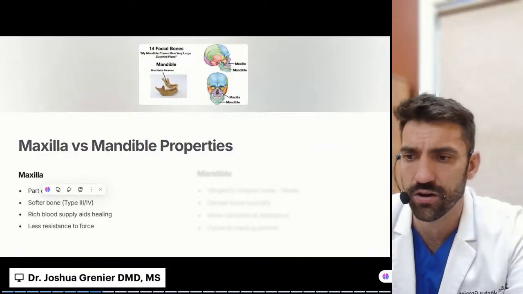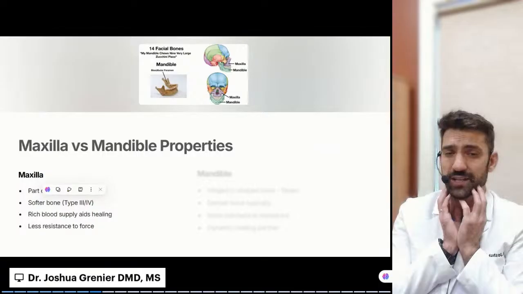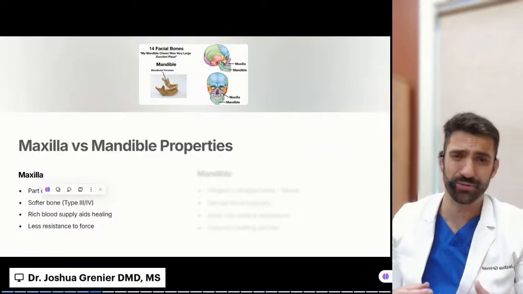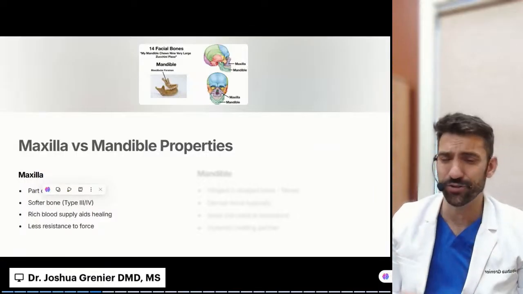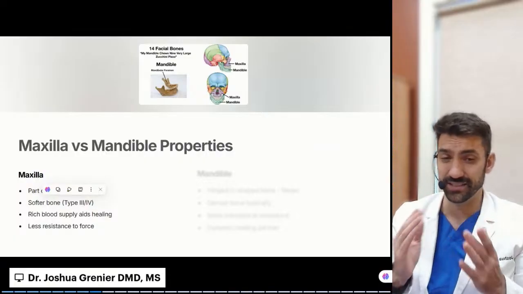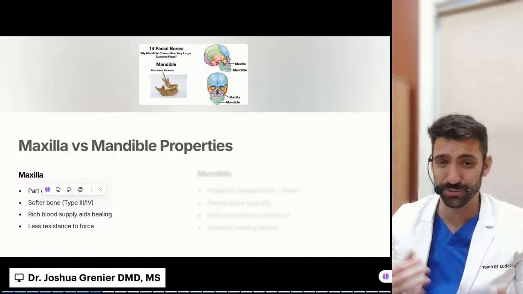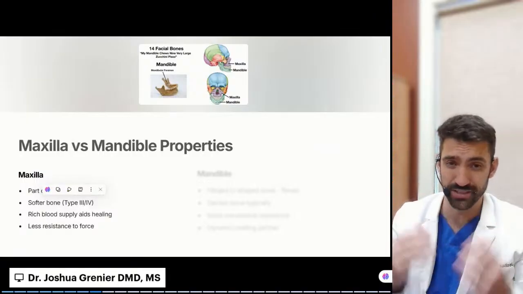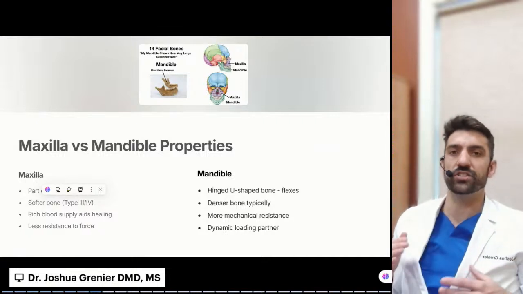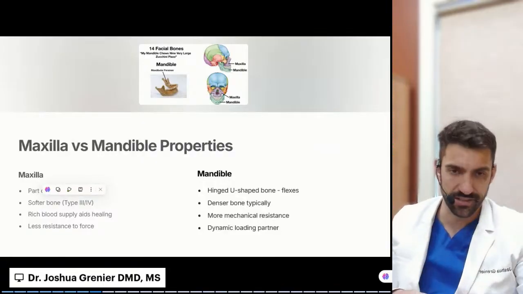And there are some huge differences in the types of bone and the quality of the mandible versus the maxilla. The maxilla does not move. It's softer bone, type 3, type 4, type 4 being similar to styrofoam, and has an excellent blood supply. And this creates a different environment for the implants that are in the maxilla. That's why you often need 6 implants for an overdenture versus 2 in the mandible. And in the mandible, it's a U-shaped bone. It's the only bone in the skull that actually moves, and it is what dynamically loads the rest of the system.